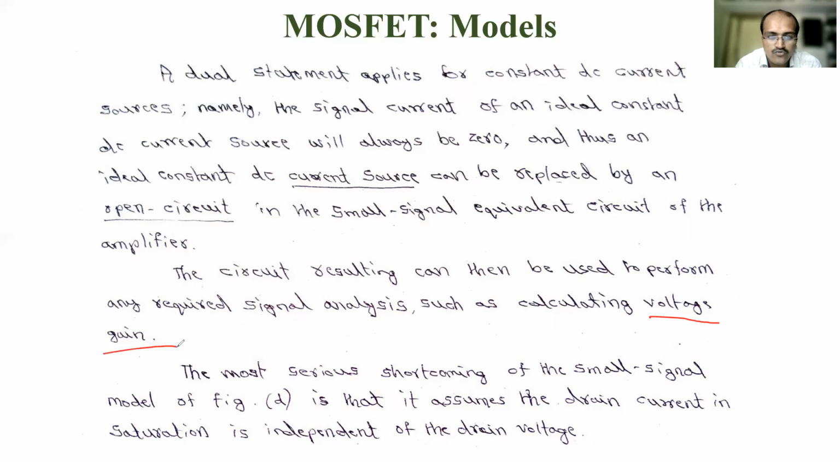Clear? The most serious shortcoming of the small signal model of figure D is that it assumes the drain current in saturation is independent of the drain voltage. This is one assumption that model is making, that the drain voltage is independent. The model assumes the MOSFET is in saturation. Otherwise it is completely okay.